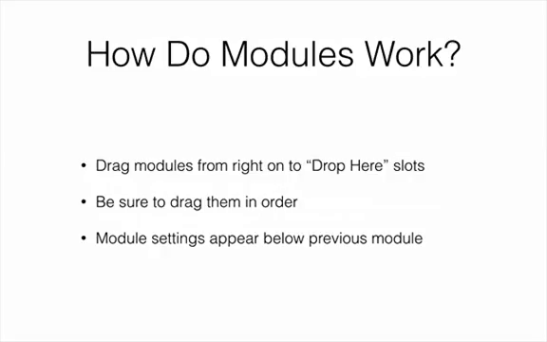How do the modules work? When you go to edit the call flow, you'll see the modules on the right and an empty call flow on the left. Drag and drop the modules into the previous module's drop here slot. Be sure to drag all of the modules in the order that you want them to operate. You'll see the new modules appear below with all of their settings visible.